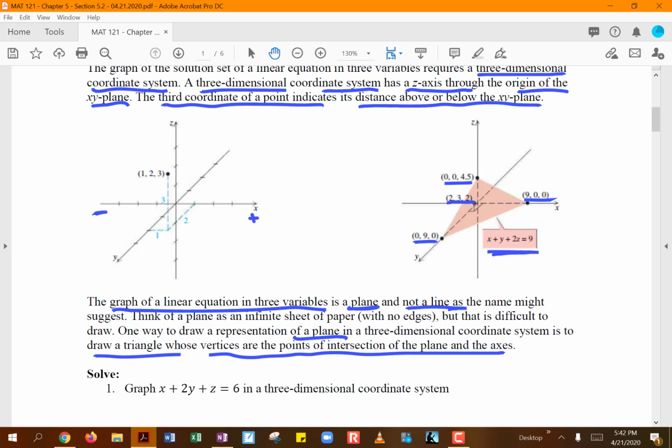For the y-axis, the side facing towards us is going to be the positive side, and the side away from us is going to be the negative y values. For the z-axis, you will have the positive z values on the upper half, and you will have the negative z values on the lower half. Okay, so let's go ahead and see.